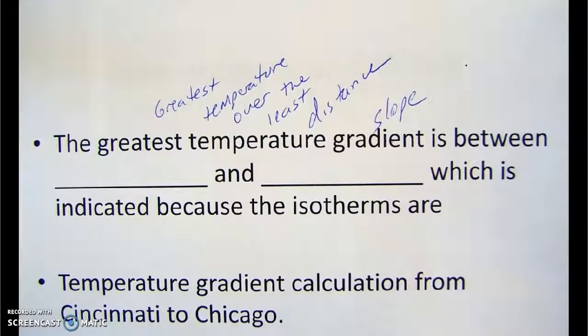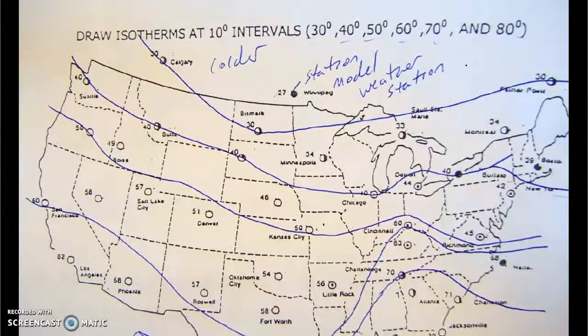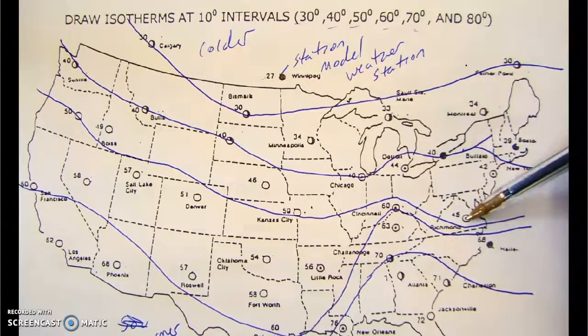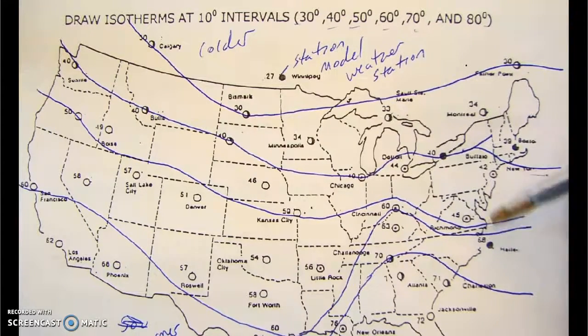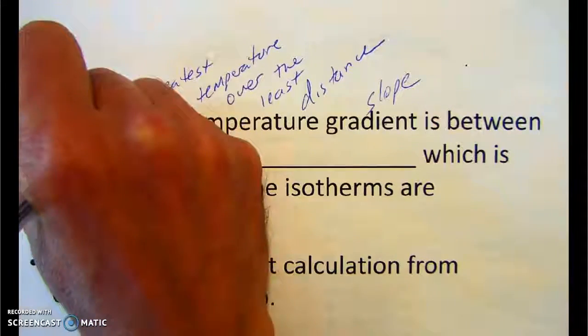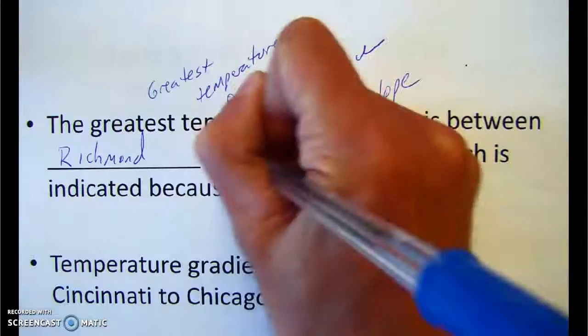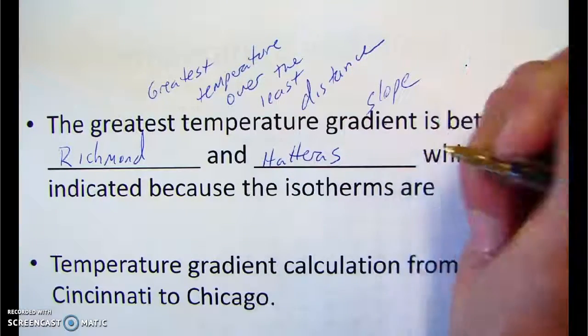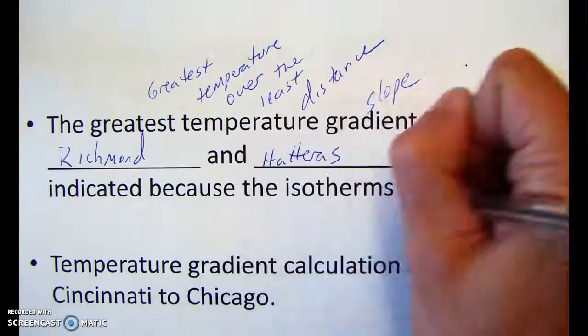So to find the greatest temperature gradient, we don't even have to do any math. We could, but we could just look at it. And where the isotherms are really close together, that means that we have a really extreme change in temperature over a short distance. And if we look to the cities of Richmond and Hatteras, well, here's 45 degrees, there's 68. And in a relatively short distance, we have a significant change in temperature. Nowhere else on the map do we have such a big change in temperature over such a short distance. So that would be Richmond and Hatteras. And this is again because the isotherms are close together.